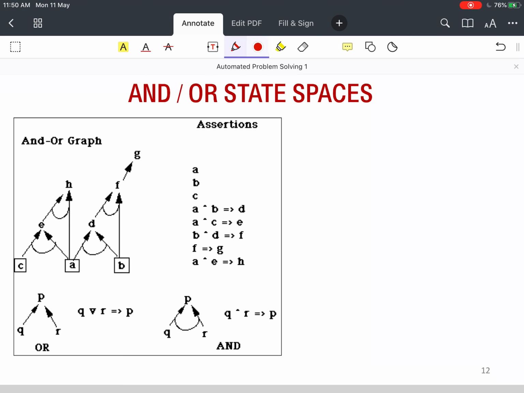Currently, we saw all state spaces were paths, but every move need not just be an OR move. That means this is not necessarily an OR move. All the previous examples that we have seen make a move either this way or this way. But there are certain things where we need to compose a solution from its parts.